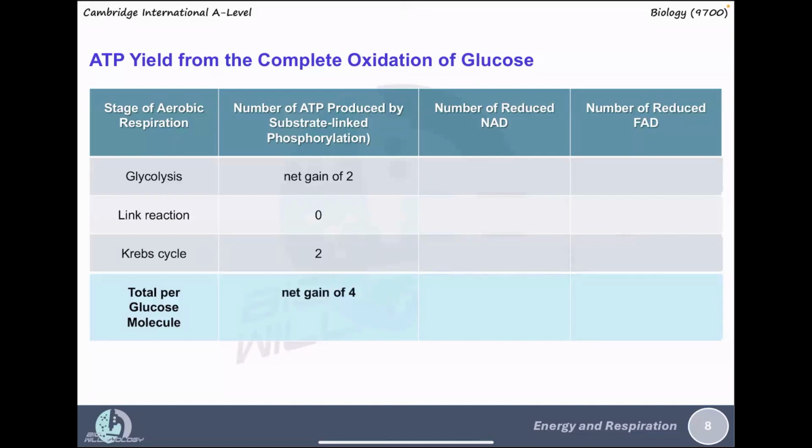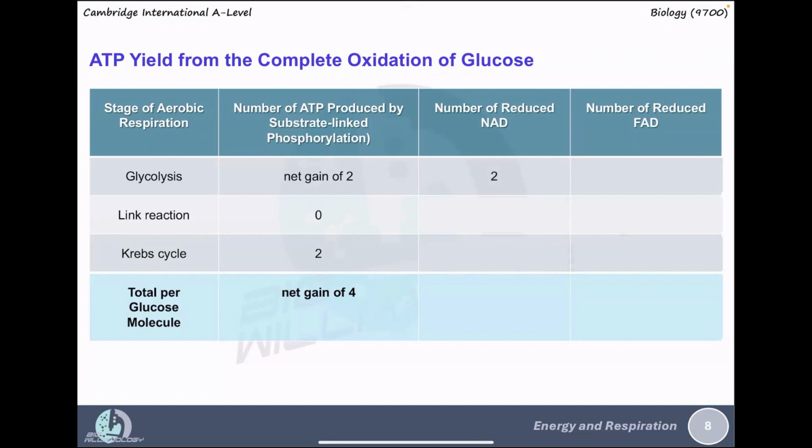By looking at this figure, we will know that 4 ATP molecules is insufficient for the cells to sustain. So therefore, we need more ATP to be produced through oxidative phosphorylation. And oxidative phosphorylation actually depends on the number of reduced NAD and the number of reduced FAD. Let us look at how many reduced NAD and reduced FAD can be produced through aerobic respiration.